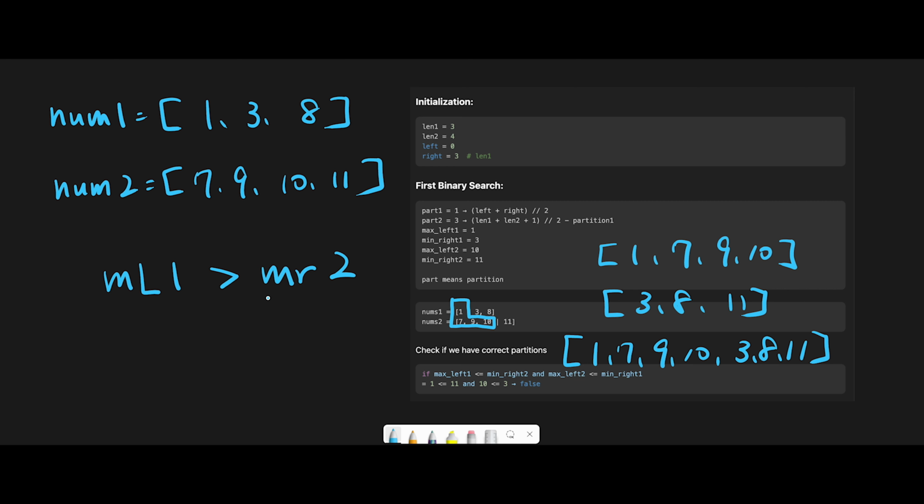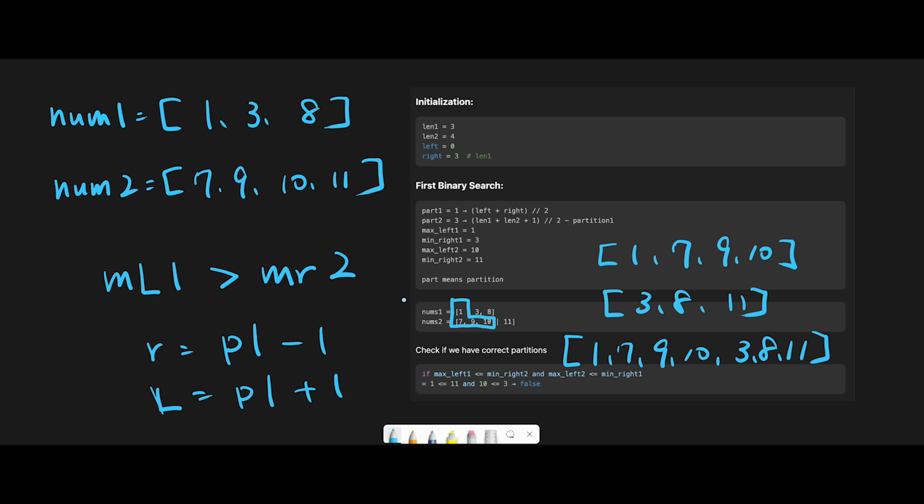If the condition is true, it means that the partition of nums1 has moved too far to the right. In other words, we need to search for smaller numbers, so we move the right pointer to partition 1 minus 1. In the opposite case, we move the left pointer to partition 1 plus 1.